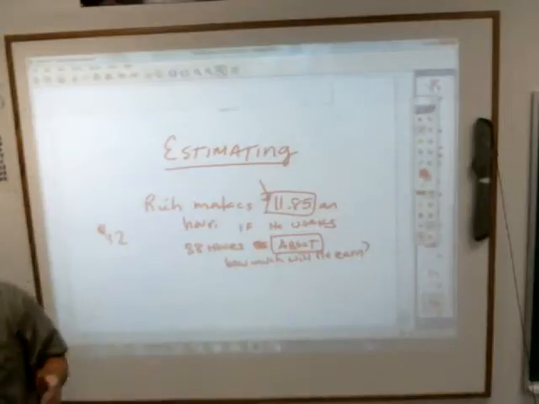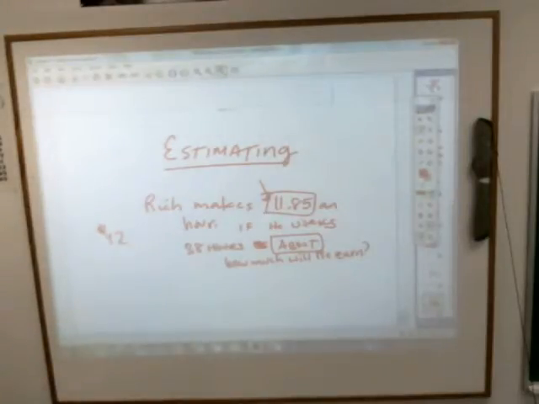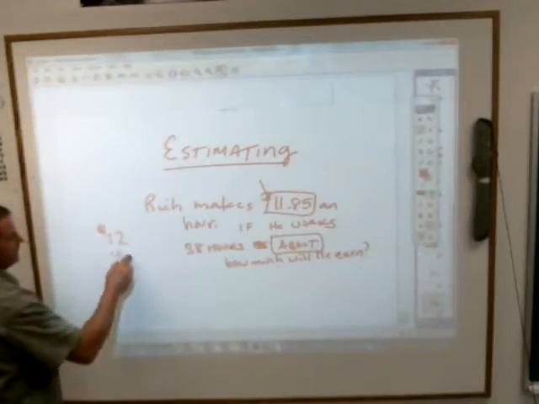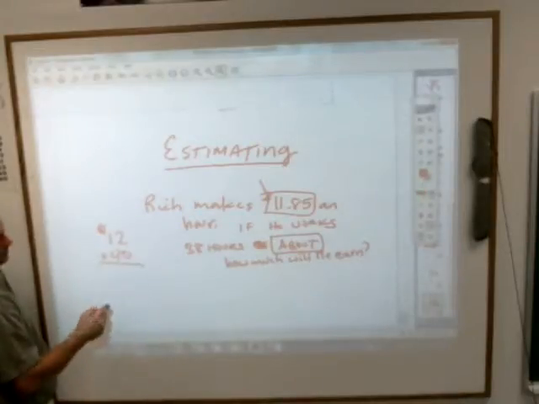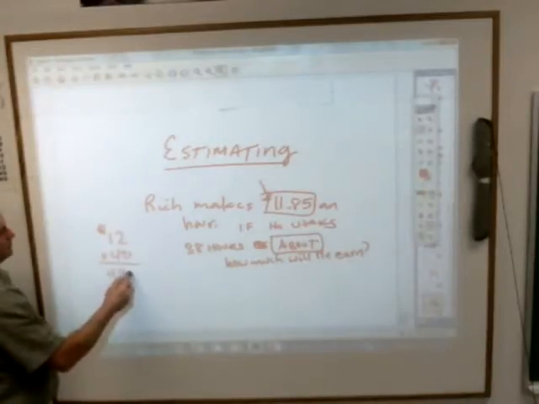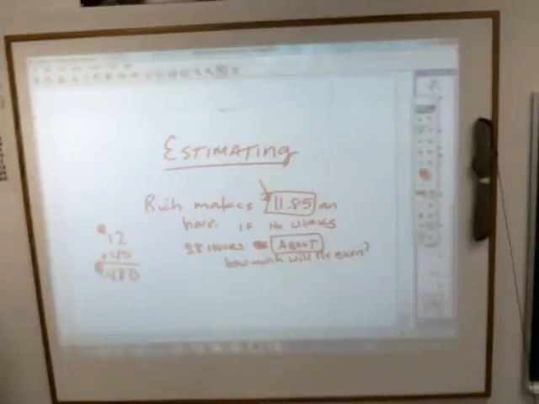38 hours probably rounds to, Josh? 40. And how much will he make? 12 times 40 hopefully isn't that hard, $480. Now let me tell you what I see people do all the time.